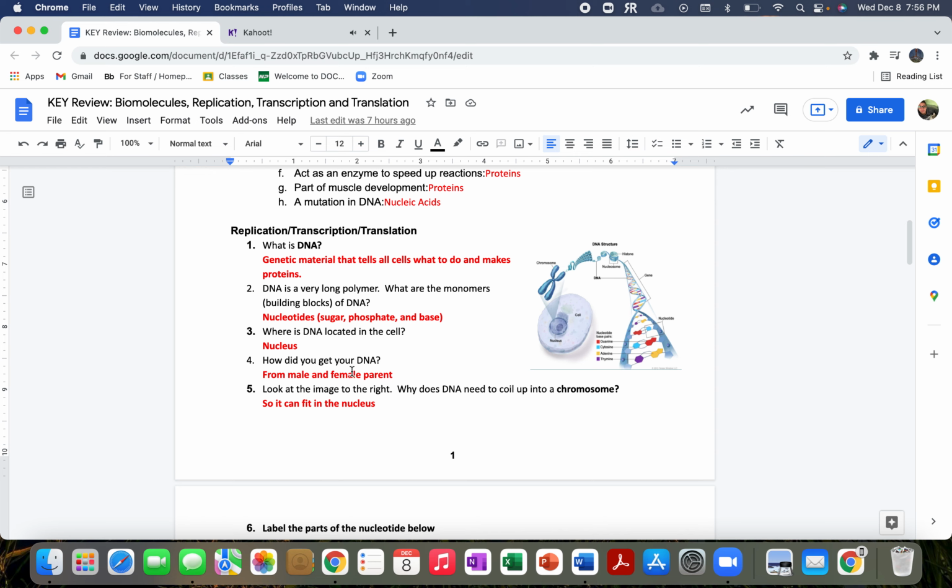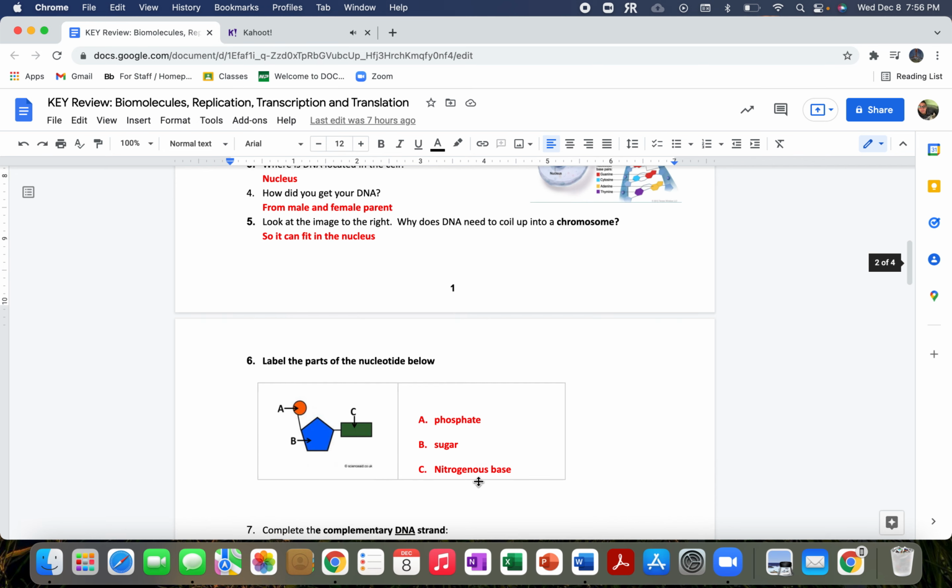DNA comes from your male and female parent, so you need 50% of it from mom and 50% of it from dad. And then the DNA here is going to coil up into these chromosomes so that it can fit in the nucleus. It's very, very long. It needs to be coiled up nice and tight to fit in the nucleus.